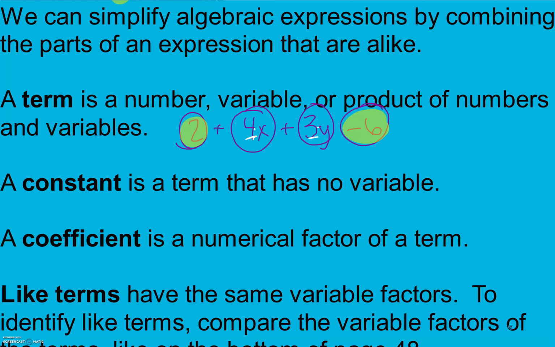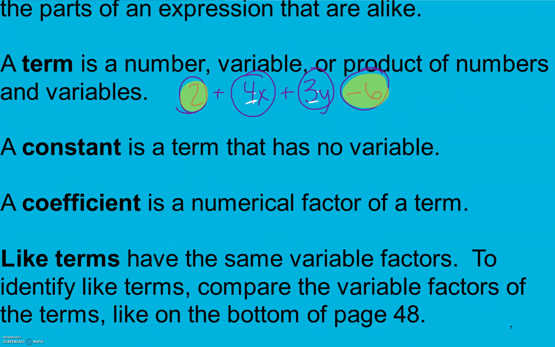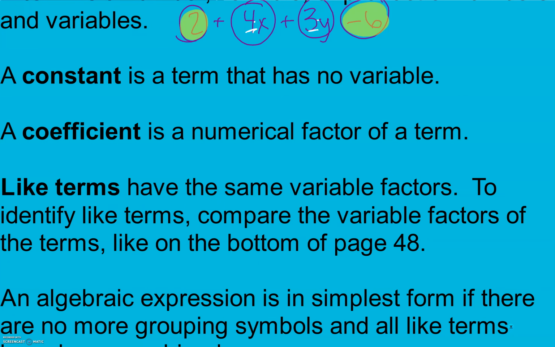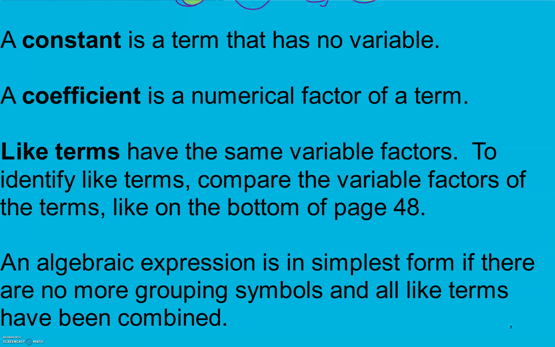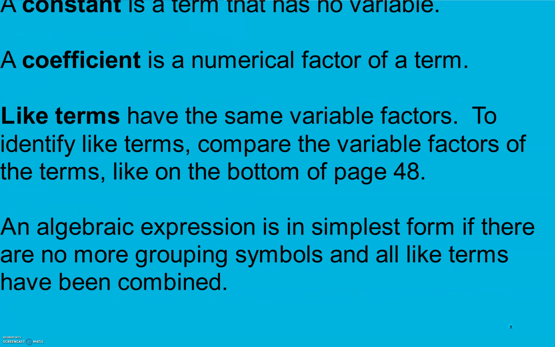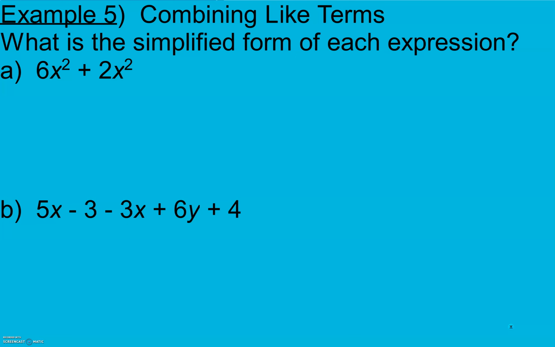Like terms have the exact same variable factors. To identify like terms, we compare the variable factors of the terms, like on the bottom of page 48. So our variables have to be exactly the same variable, same exponent. An algebraic expression is in simplest form if there are no more grouping symbols and all like terms have been combined. In example 5, we're going to combine like terms.